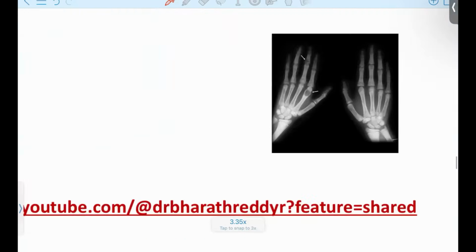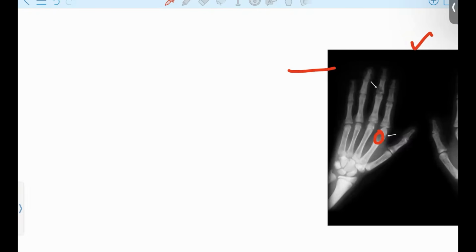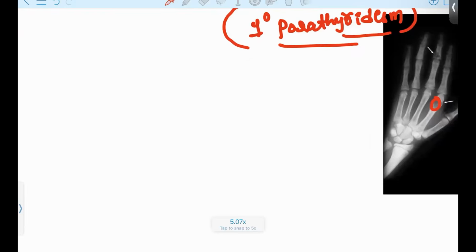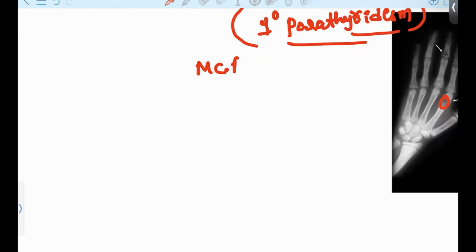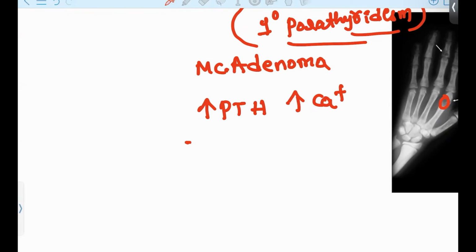And what is this condition, guys? This is the classic presentation of primary hyperparathyroidism. Excess PTH, primary hyperparathyroidism, is this condition. How is this patient presented? Mostly due to an adenoma or paraneoplastic syndrome. This patient has increased PTH, which eventually leads to increased calcium. And this is how those presentations are seen. This presentation is known as brown tumors.